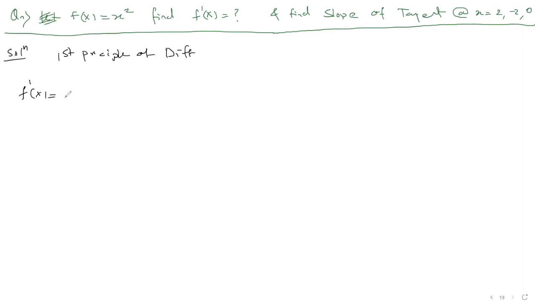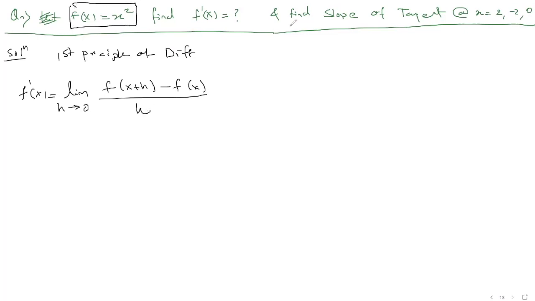f prime of x is equal to limit h tends to 0, f of x plus h minus f of x over h. Look, we already have f of x, which is x square. So let me write that here. If f of x is x square, now what will be f of x plus h? x plus h, the whole square, of course.